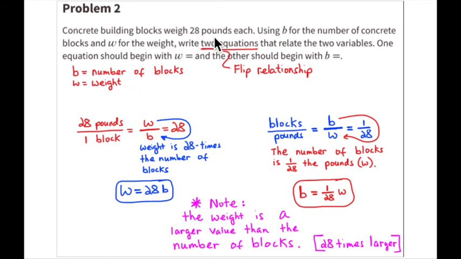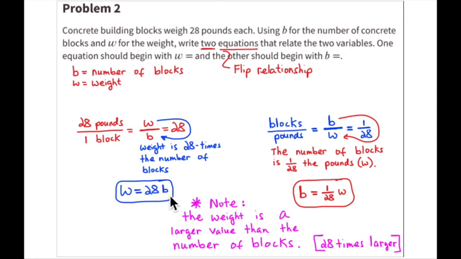So it tells you in the beginning 28 pounds per one block. So that's weight per blocks, or W per B. So the weight is 28 times the number of blocks. Well, that makes sense. You have a single block you're holding in your hands. How much does it weigh? It weighs 28 pounds, so it's heavy. And so notice that, weight is 28 times the number of blocks, so W is equal to 28 times the number of blocks, B. Every block weighs 28 pounds.